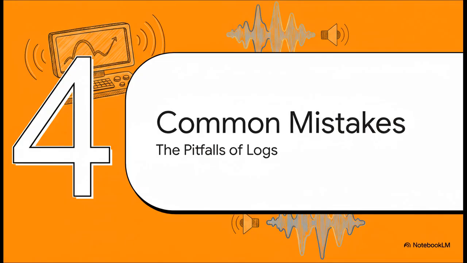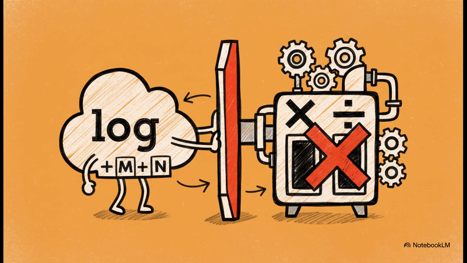Now, using these properties is awesome, but it's also really, really easy to fall into some common traps. So let's spend a minute on the biggest mistakes so you can steer clear of them. This one is, without a doubt, the number one mistake people make. The product rule is for the log of a product, something being multiplied, not the log of a sum. There's no fancy rule to simplify the log of m plus n. It's just stuck like that. Don't try to split it up.